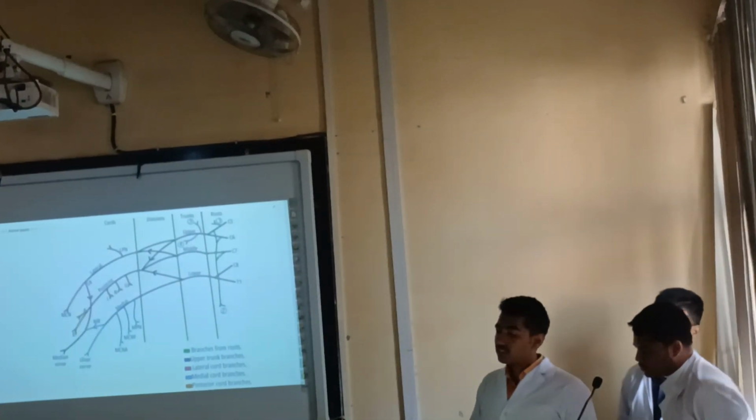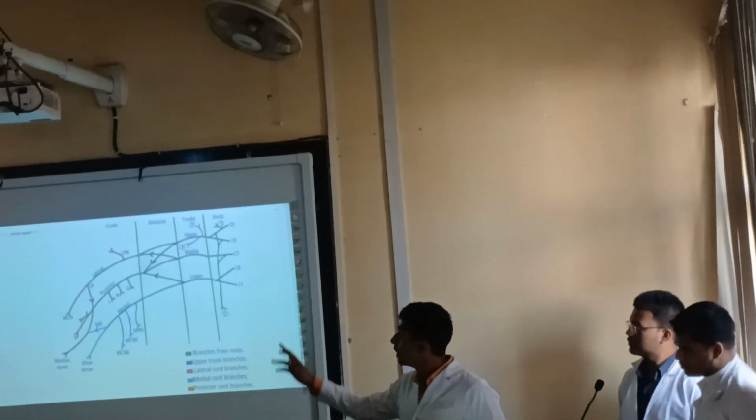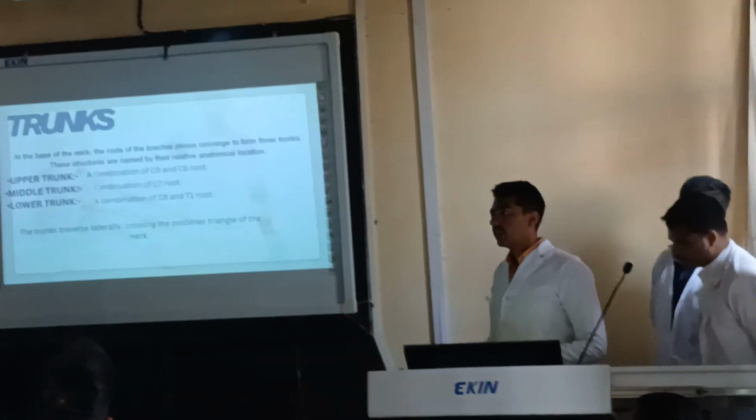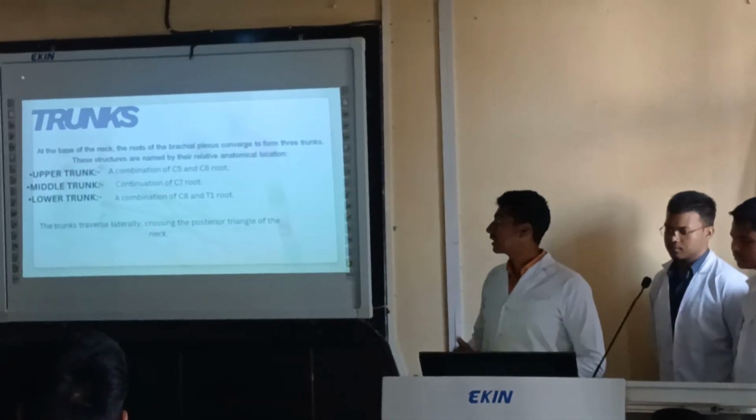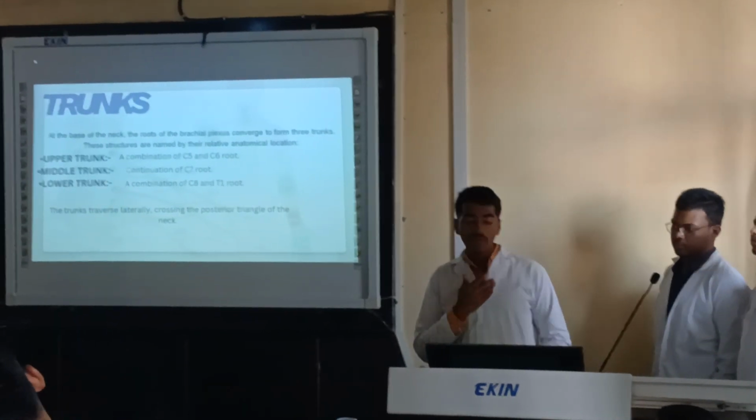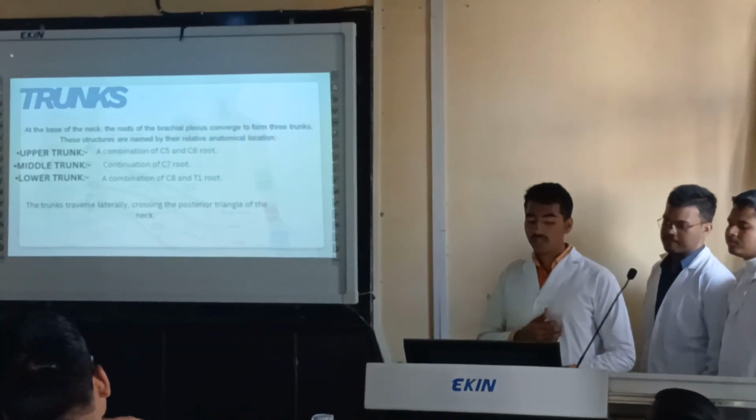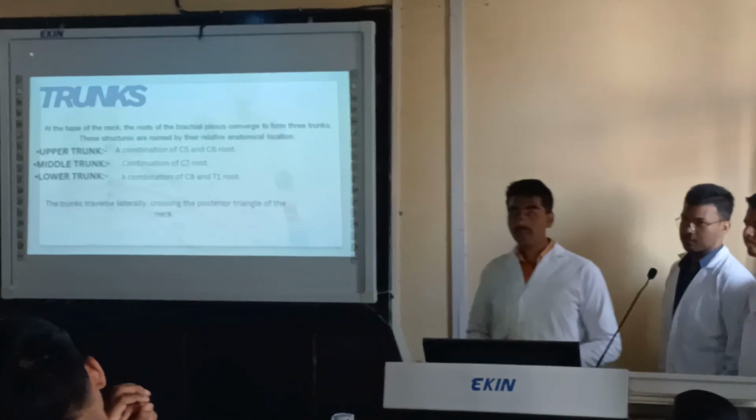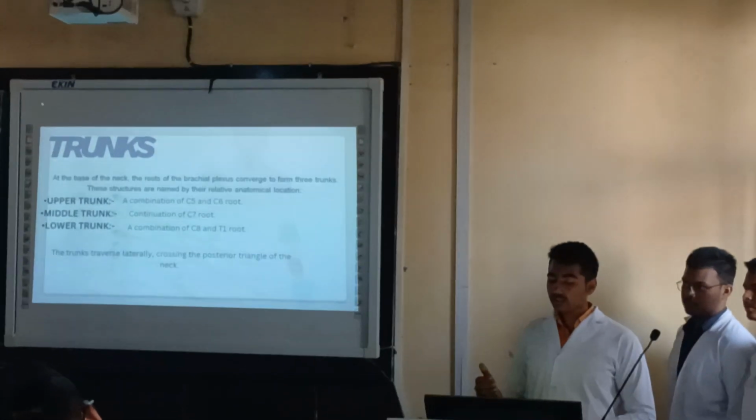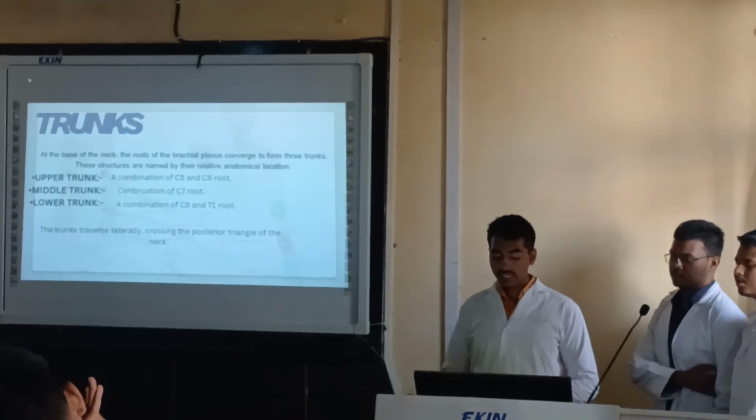Now after roots, let's talk about the trunks. The third and the fourth branch, which we can see from the upper trunk, we'll discuss later. Now trunks. At the base of the neck, the roots of the brachial plexus converge to form 3 trunks: the upper trunk, the middle trunk and the lower trunk. The upper trunk is formed by the combination of the C5 and the C6 root. The middle trunk is a continuation of C7, while the lower trunk is the combination of the C8 and the T1 root.